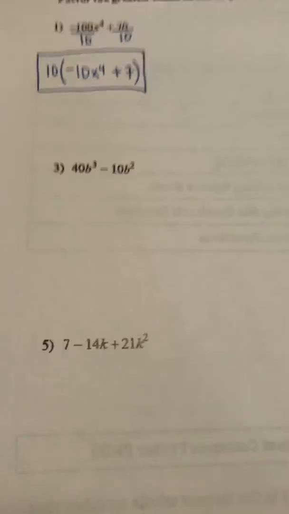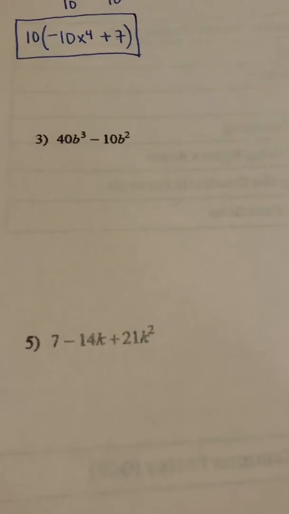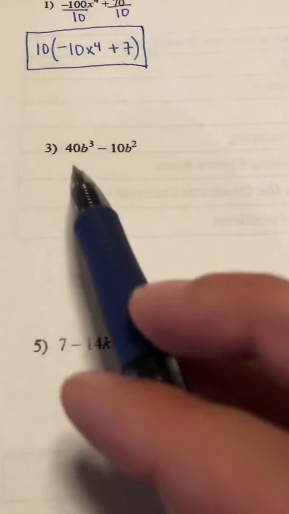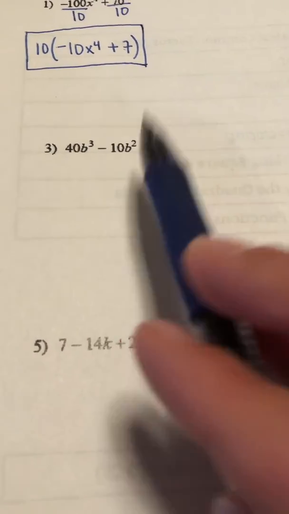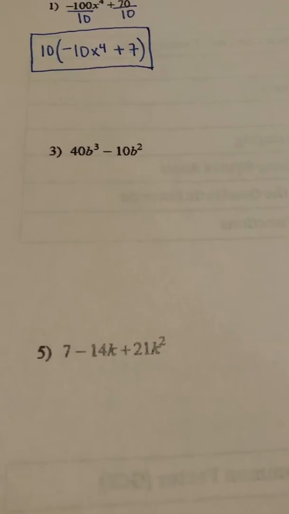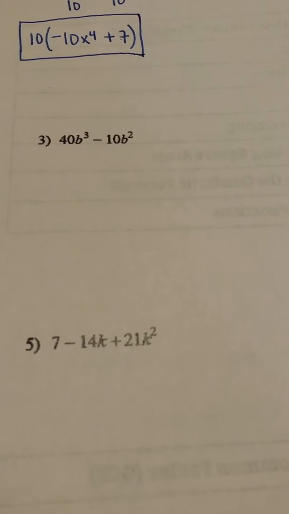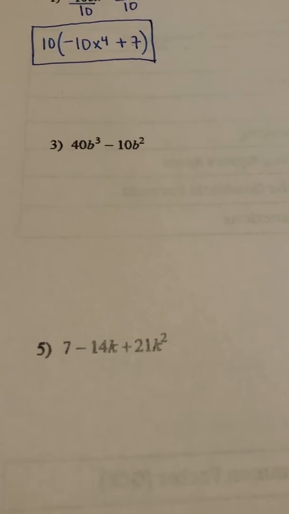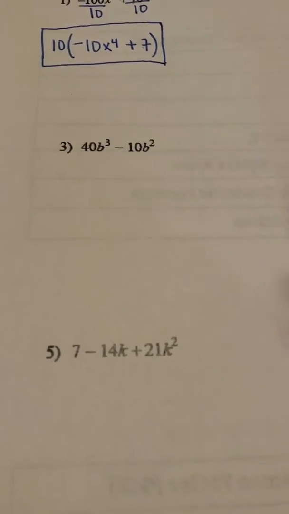All right, so let's do another one. Let's do one that has variables. So as you can see on number 3, b to the 3rd and b squared, we know that they have b's in common. Now the question is, how many b's do they have in common?